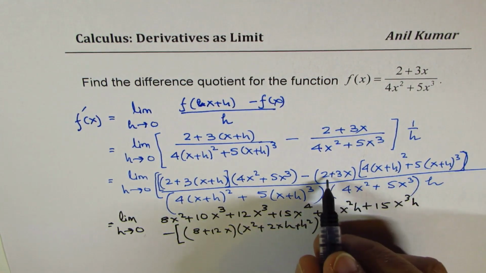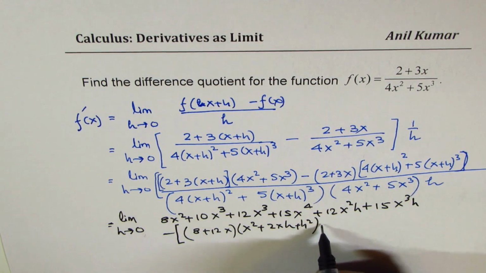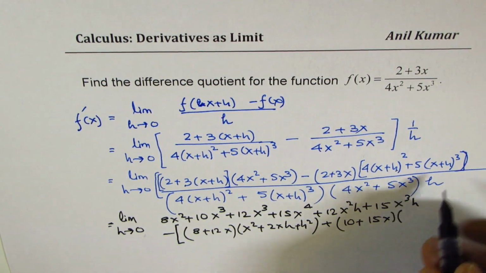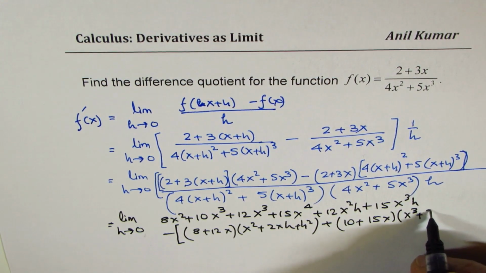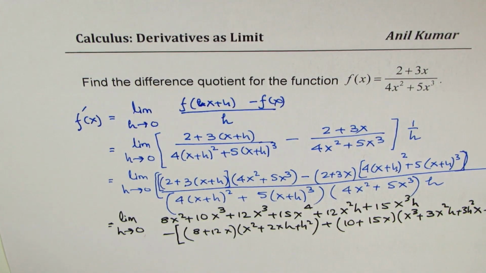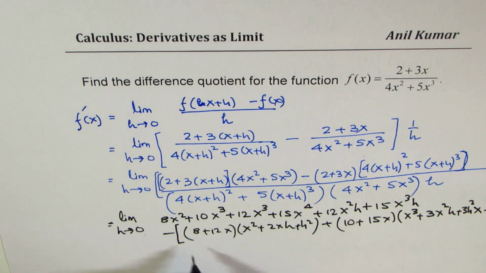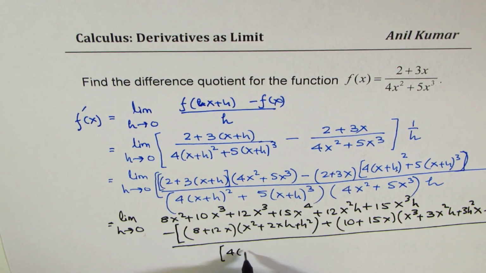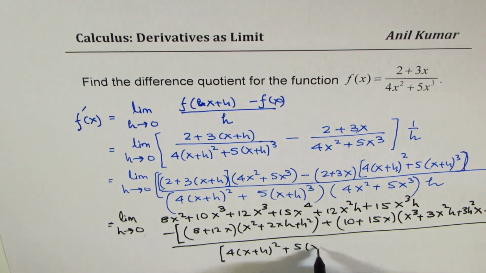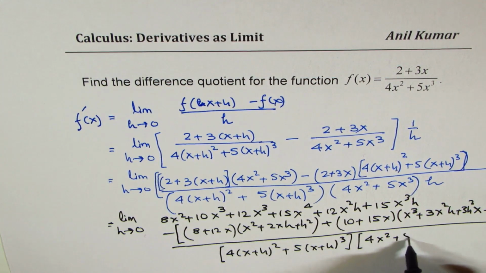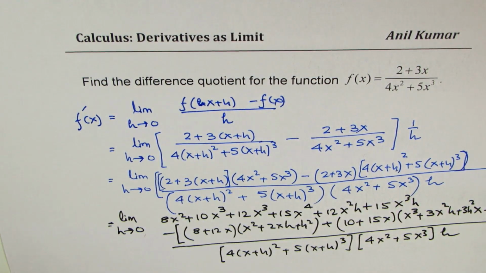And here we are again multiplying 2 plus 3x with 5. So we get plus 5 times 2 is 10 plus 15x, times, let me expand this, x cubed plus 3x squared h plus 3h squared x plus h cubed. Okay, bracket close. So that is how we get our numerator, and now let me write down the denominator as all this, right? So we have within brackets 4 times (x plus h) whole squared plus 5 times (x plus h) whole cube. Now this gets multiplied by (4x squared plus 5x cubed) times h. Does that make sense to you?